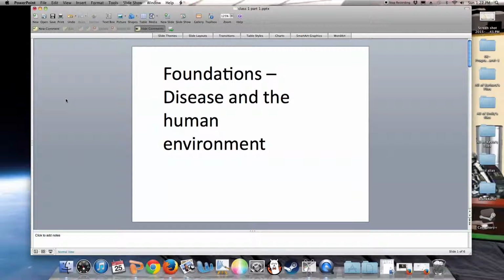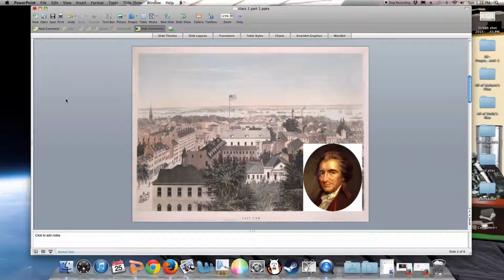Talk about the foundations of the human environment and public health and the intersections between the built environment and public health. We really have to begin in Philadelphia in the late 1700s with this gentleman, Thomas Paine. Philadelphia, as you all know, was built along the shores of the Delaware River. The mosquitoes from the river and the surrounding marshes regularly infected the city with yellow fever.